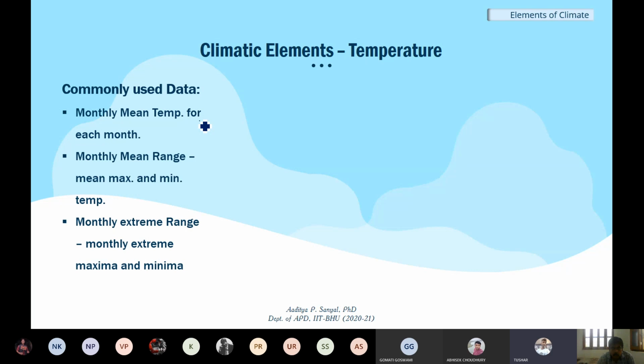On one side you are talking about the mean maximum and the mean minimum temperature, and you therefore find the monthly mean range. So overall, what is the maximum for the 30 days of the month, and what is the minimum for the entire month, and then you do the average of it. That is the second item. The third item talks about what the extremities are.